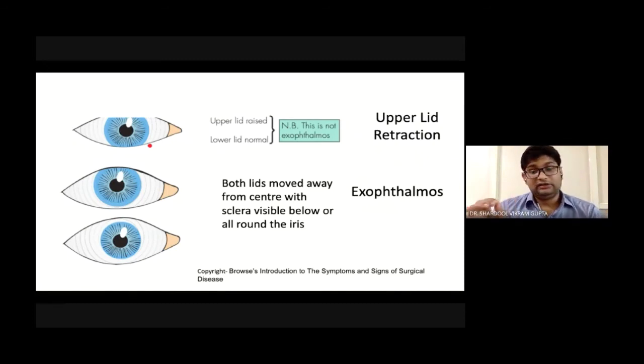In your NEET entrance examination, this picture may be put because this is a very important clinical difference which most MBBS graduates don't know. What is the difference between upper lid retraction and exophthalmos? The examiner will take a screenshot of this, put it in your NEET entrance examination and ask what this is, and the first option will be exophthalmos, and 99% will jump and take exophthalmos. So if the lower lid position is normal, then it is not exophthalmos, it is upper lid retraction.